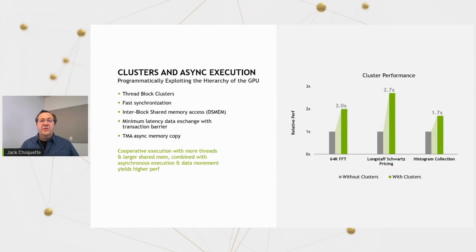Combining Hopper's improvements for locality and asynchronous execution and data movement, you get dramatic performance improvements. On the right, you see performance improvements on Hopper when those new capabilities are used. Taking advantage of locality and asynchrony provides 2 to 3x performance benefits on these key algorithms.